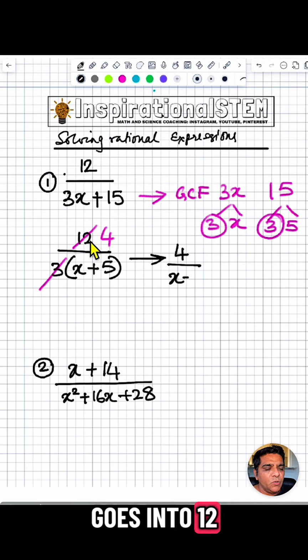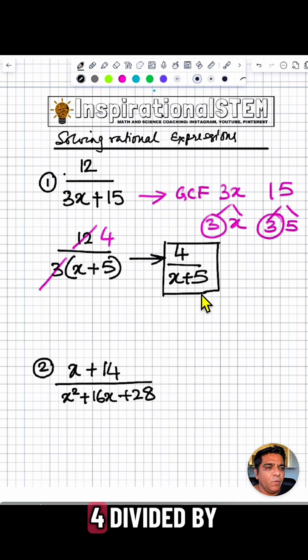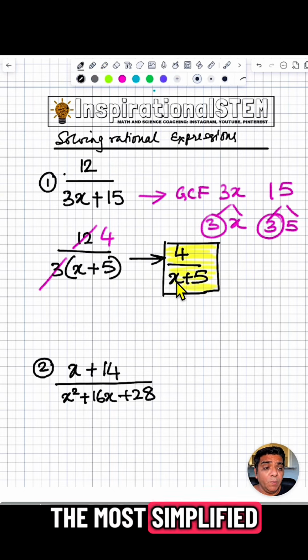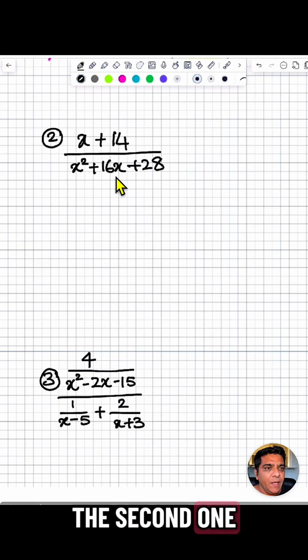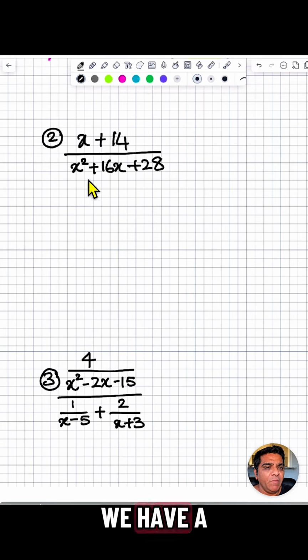Now 3 goes into 12 4 times, so we are left with 4 divided by x plus 5. And that is the most simplified form that this rational expression can get. So that's the answer. The second one is x plus 14 divided by a trinomial, x squared plus 16x plus 28.